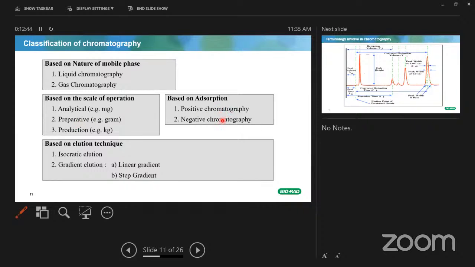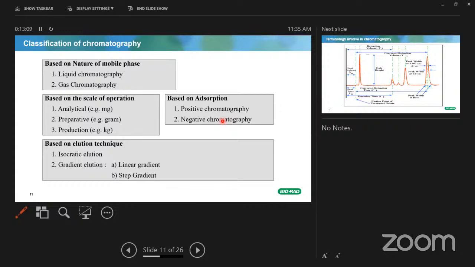Based on adsorption, whether the compound adsorbs or does not adsorb, it can be termed positive chromatography or negative chromatography. And also based on the elution. Elution again is based on the mobile phase. You can have a common mobile phase or the same concentration of mobile phase, which can be termed isocratic.